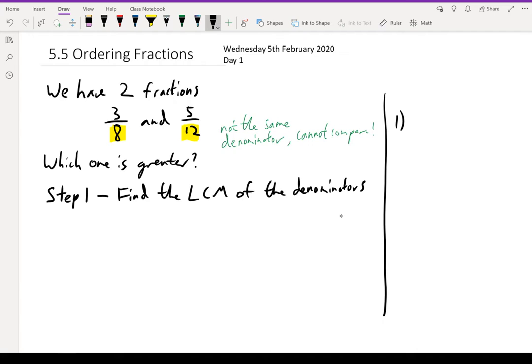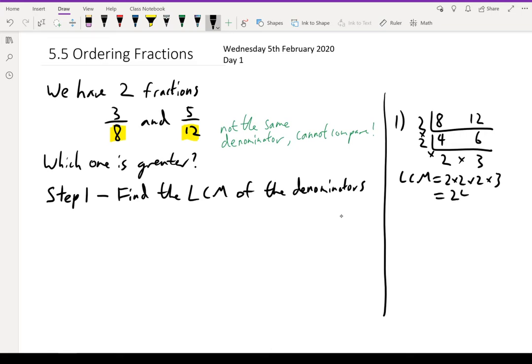For 8 and 12, I'm going to use the ladder method because that one will be faster. 8, 12. Both of them are divisible by 2. That becomes 4 and 6. This is also divisible by 2. This becomes 2 and 3. And then all I have to do is multiply all of them together. So the LCM is equal to 2 times 2 times 2 times 3, which is 2 times 2, 4, 4 times 2, 8, 8 times 3 is 24. So the LCM is 24.